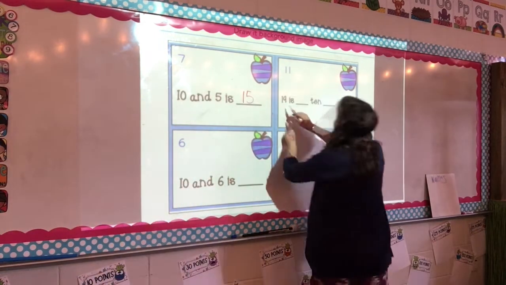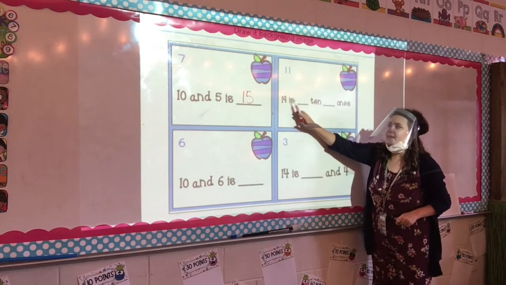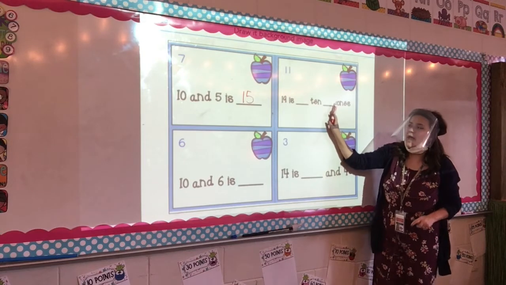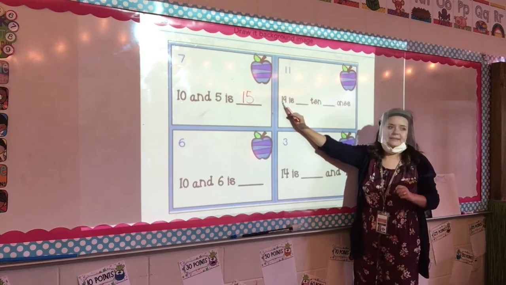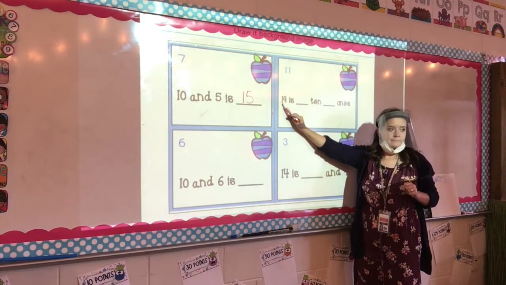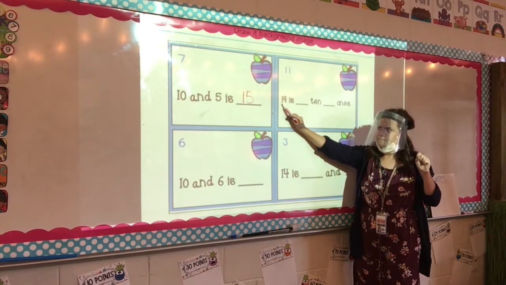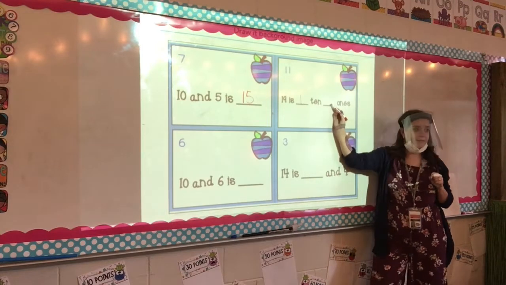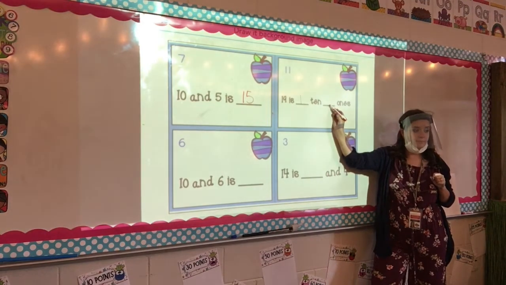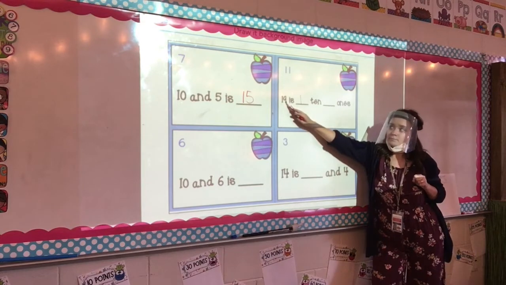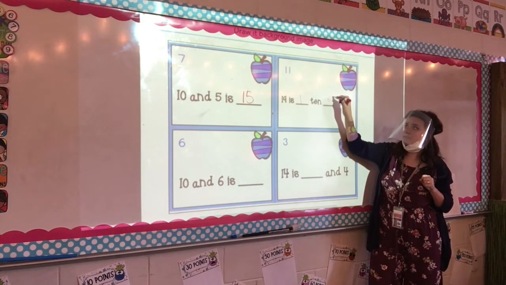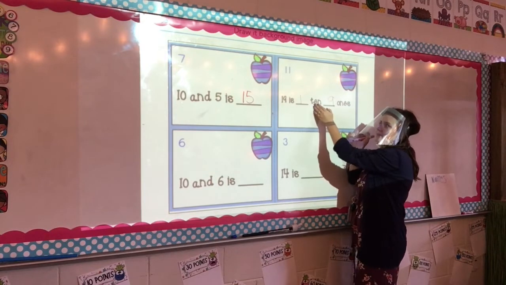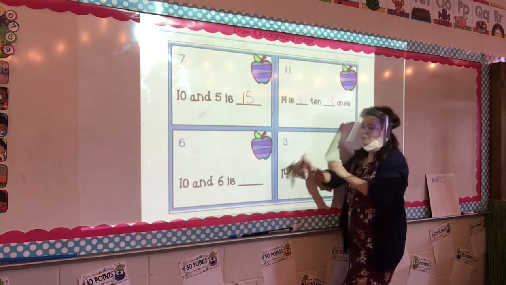Next, I've got 19. 19 is how many 10s and how many 1s? Aiden, how many 10s do you see in 19? 1 ten. And how many 1s? 9. You see how it's stretched out? It almost looks like 19. 1 ten, 9 ones.